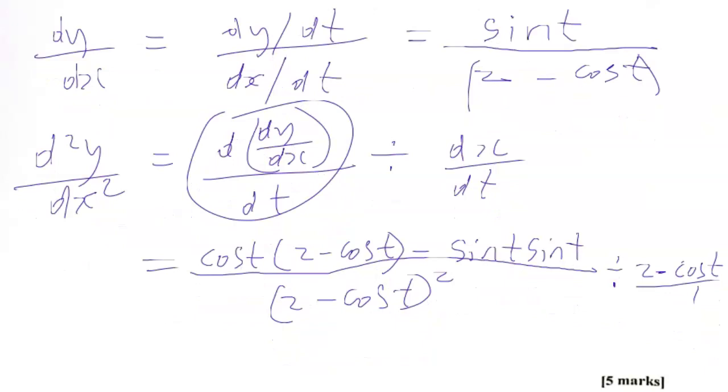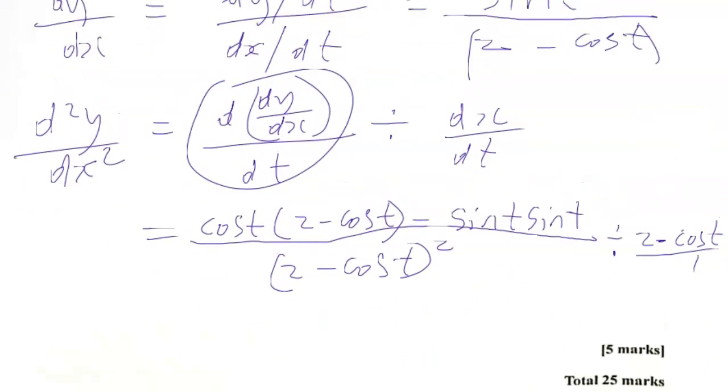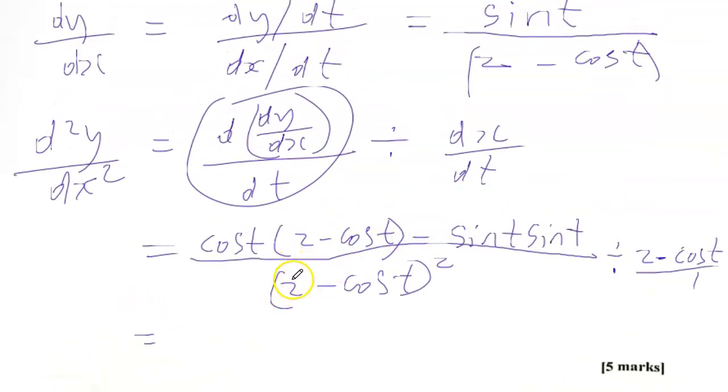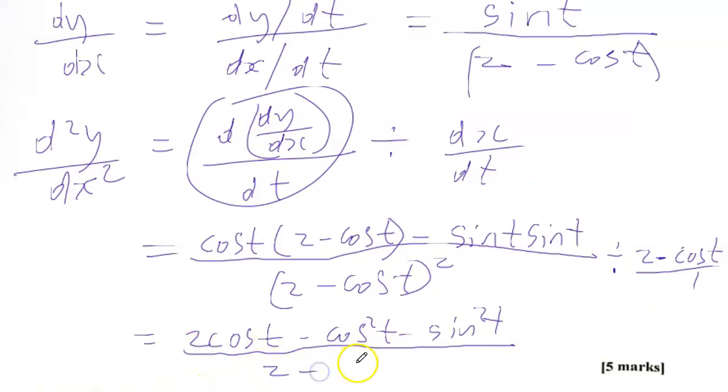Let's see if we can simplify a little bit. So we end up with, if we expand, well, I'll leave it alone. I don't think we need to expand. This is cos t times 2, minus cos squared t, minus sine squared t, because sine times sine is sine squared, right? All over (2 minus cos t) all squared.